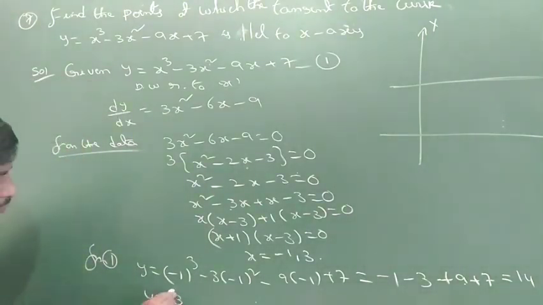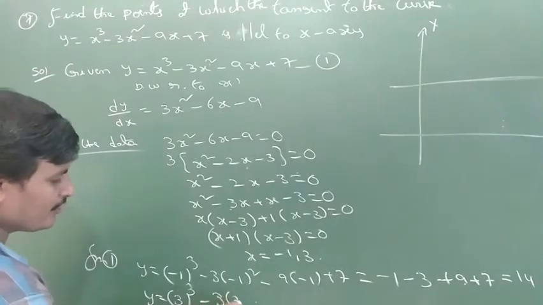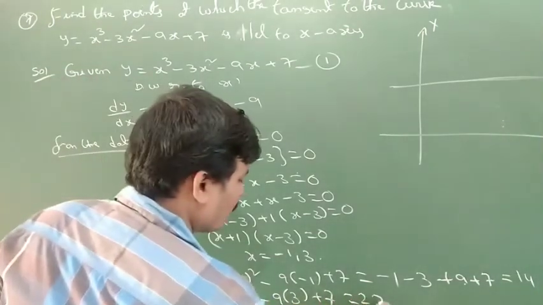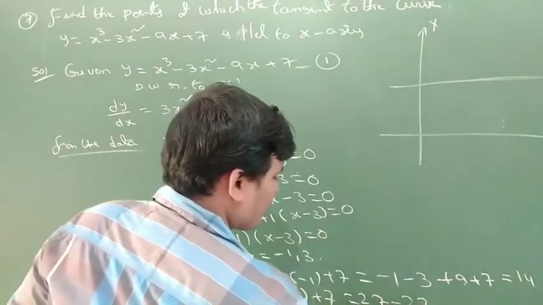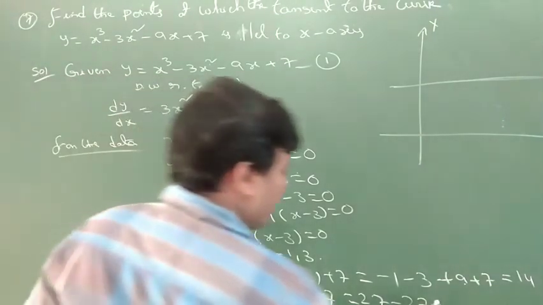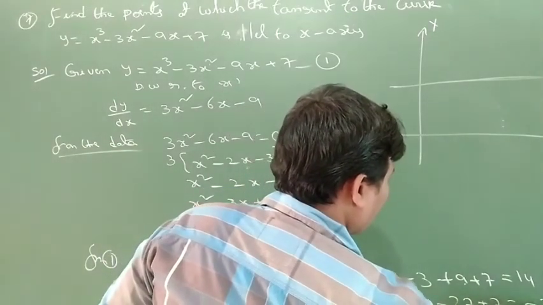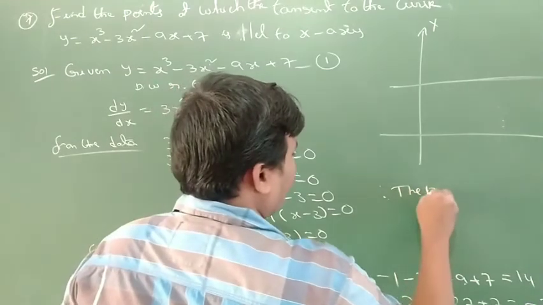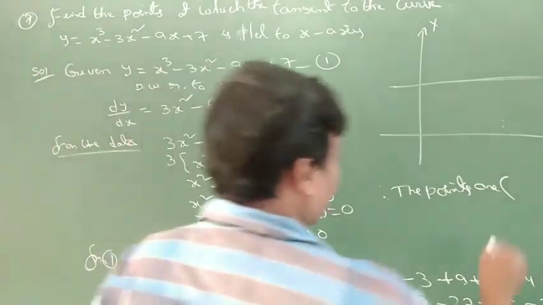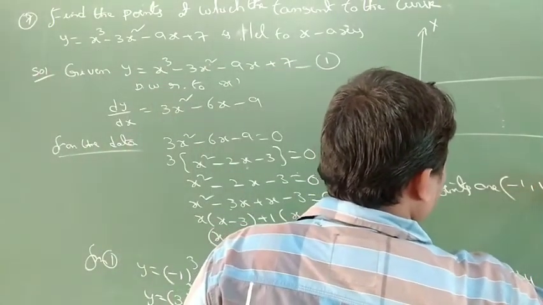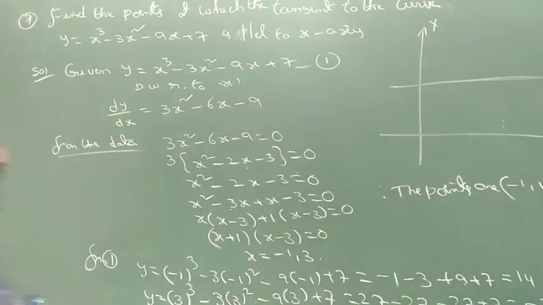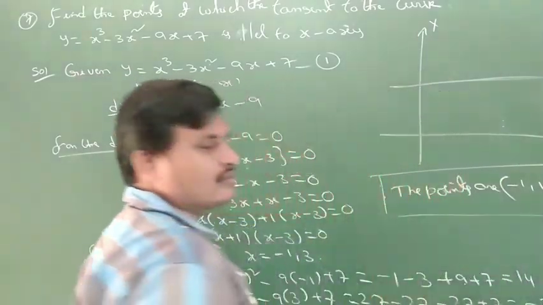Next, y is equal to 3 cube minus 3 into 3 square minus 9 into 3 plus 7. 3 cube is 27, minus 27, minus 27, plus 7, which is equal to minus 20. Therefore the points are x equal to minus 1, y equal to 14, and x equal to 3, y equal to minus 20. Minus 1, 14 and 3, minus 20. This is the final answer.